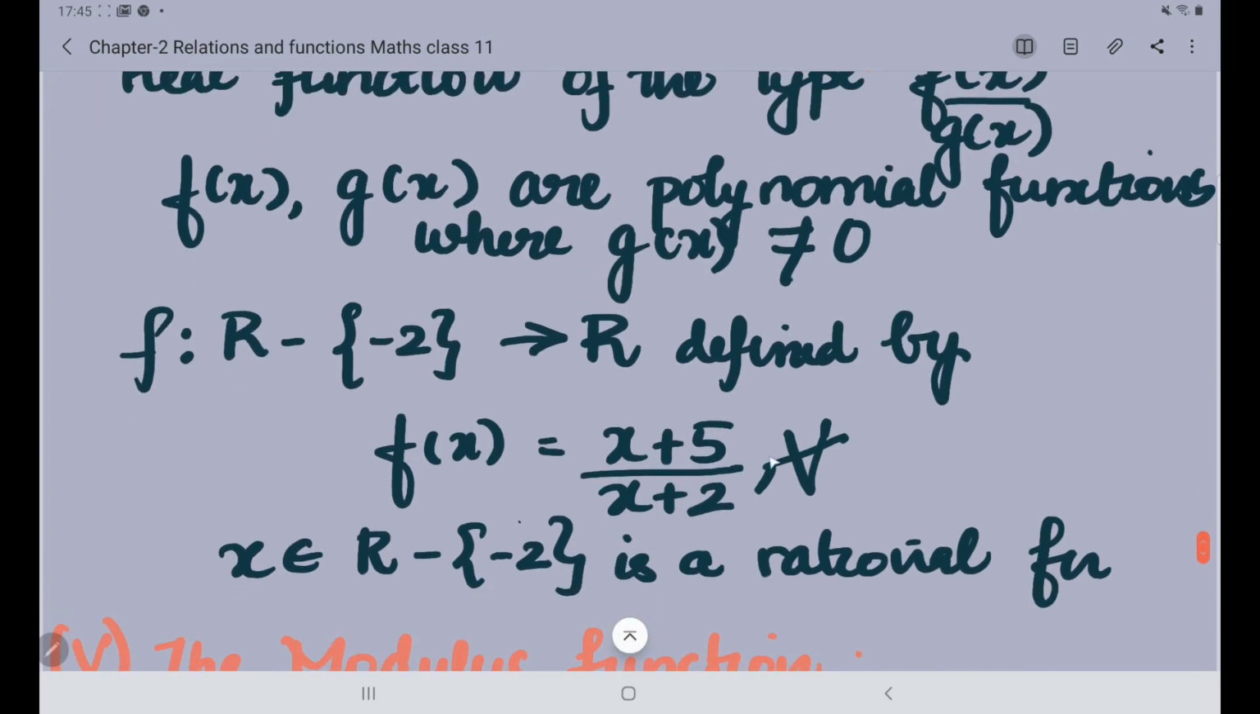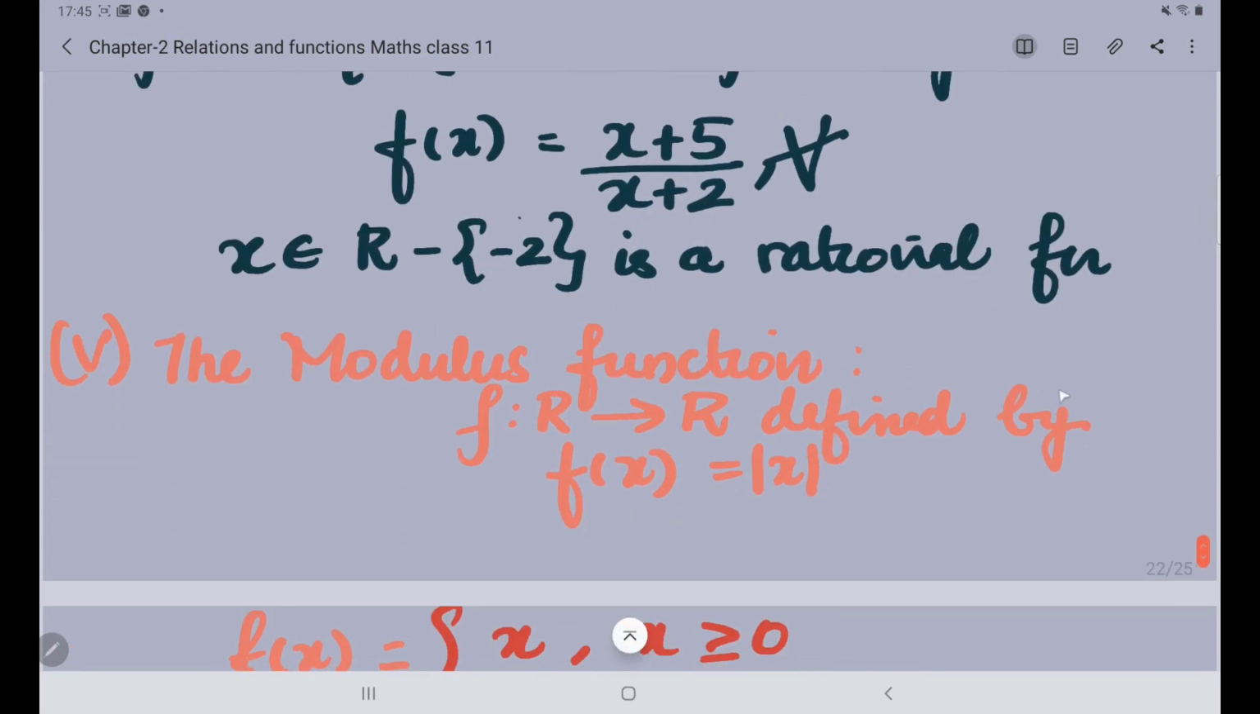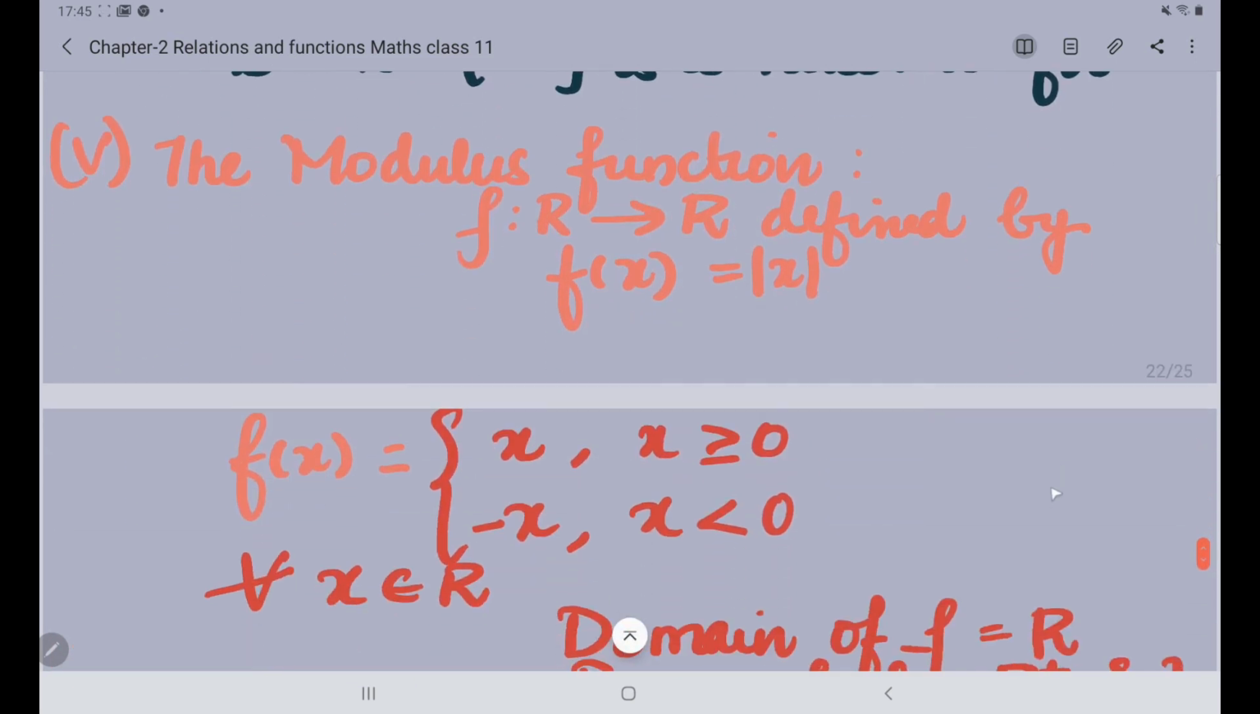So this is how you represent rational functions. Then you have seen here an inverted A written, right? That is a representation for every value. So f of x is equal to x plus 5 by x plus 2 for all x belongs to R minus 2. R can take any values, but not minus 2, because if it takes minus 2, these functions become not defined. So the domain is R minus minus 2. I hope it's clear. Then modulus function.